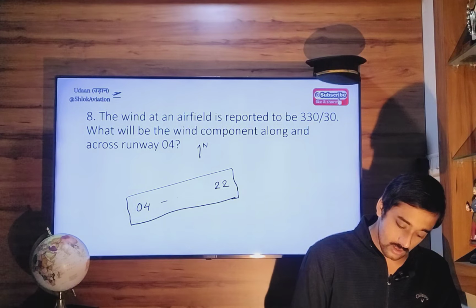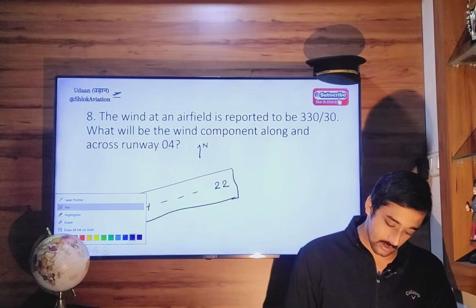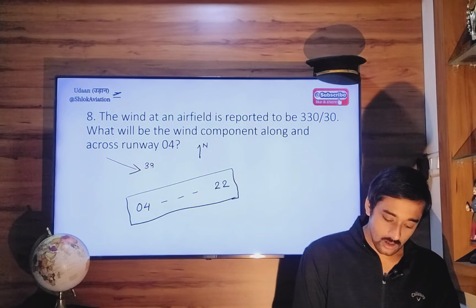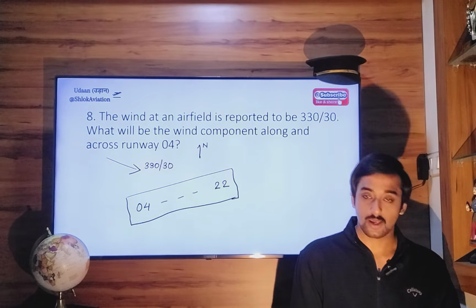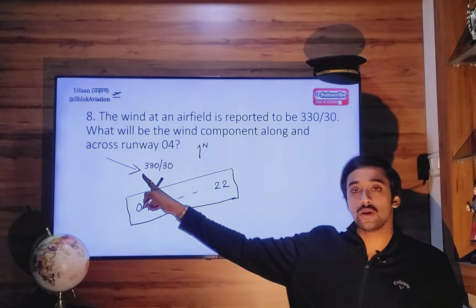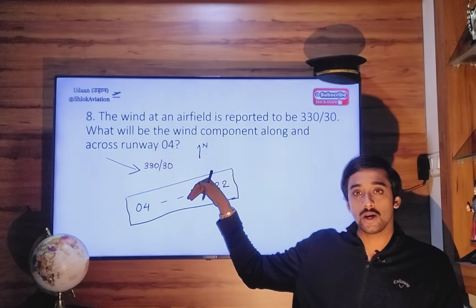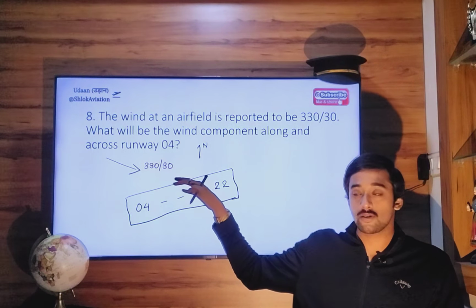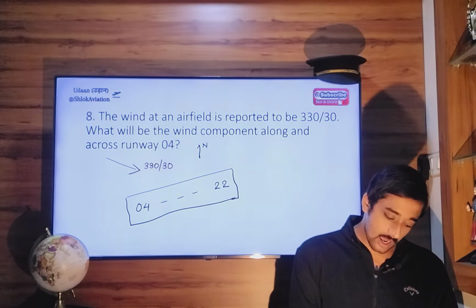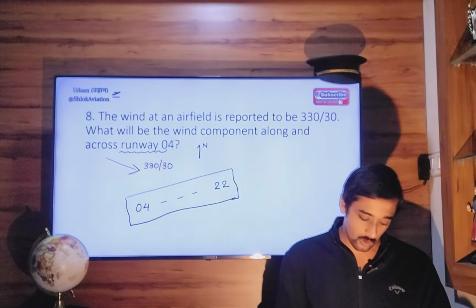0422. Winds are originating from 330 at 30 knots, right? So if you are taking off from runway 04, this will serve as a tailwind. If you are taking off from runway 22, you will get a headwind coming from the right hand side. So now they have asked us to find the wind components along runway 04.